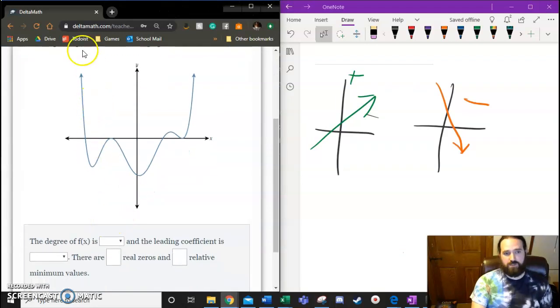The degree of x is, take a moment, look at it, guys. Comes in one side, leaves the same side. That is on you. Yep, even. And the leading coefficient is, as x is getting bigger, y is increasing. That is going to be positive. There are blank real zeros. 1, 2, 3, 4. 4 places it touches the x-axis. So 4 real zeros and relative minimum values. How many minimums are there? That's the bottom arch of these arches. 1, 2, 3 relative minimum values.